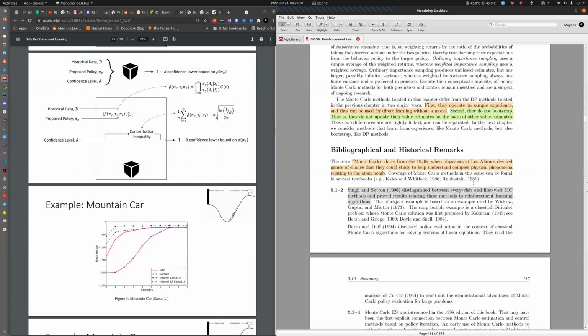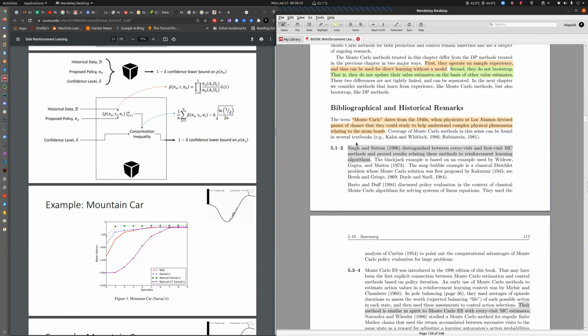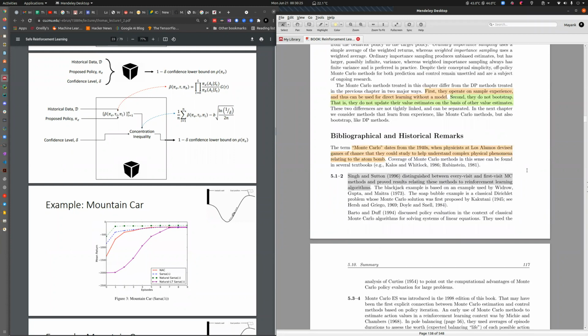And where did the term Monte Carlo come from? It dates back to the Los Alamos physicists from the 1940s, who had some complex understanding of the physical phenomena from the atom bomb's perspective. So from that it came along, and the convergence. Yeah, you can find it in other textbooks too.